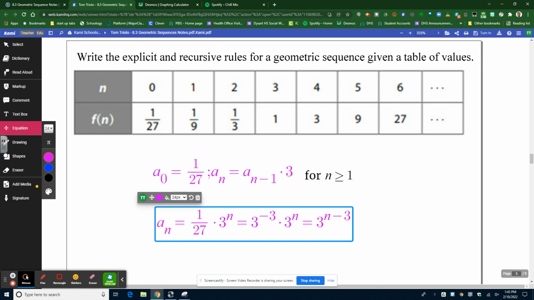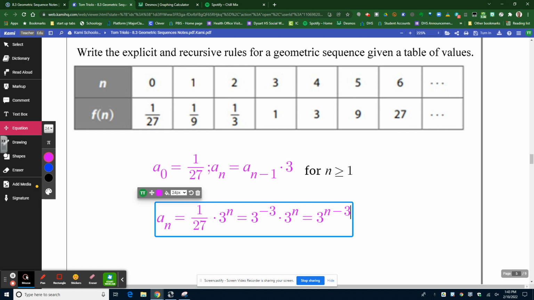Okay. I would recommend checking. Highly recommend checking. Because all it takes is one little boo-boo, and you won't see it. And since there's not a lot of work to be shown, how much partial credit can I give for this? Not a whole lot.